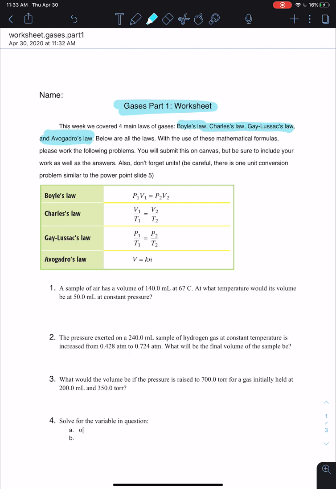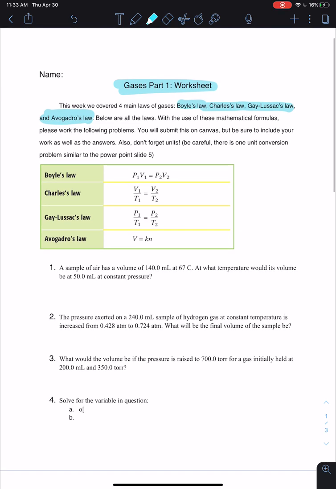So the relationship of all of these laws leads us up into our ideal gas law. But the difference between that and this is that for this worksheet, you're really only comparing 2 variables at a time. And with the ideal gas law, you're comparing multiple variables. And also, in this one, you're going to have an initial and a final. So for instance, let's go to number 1.